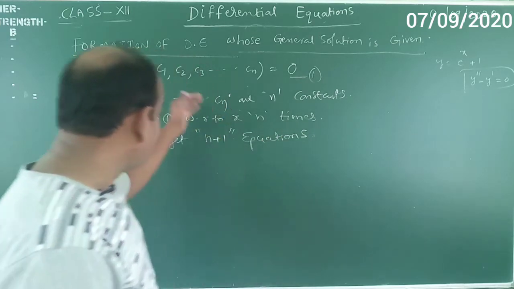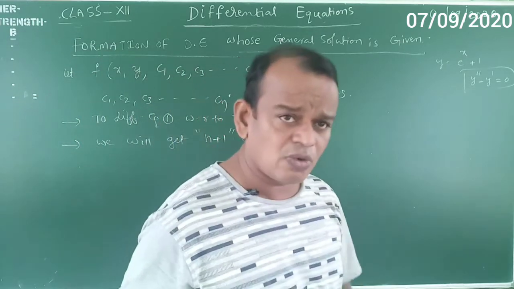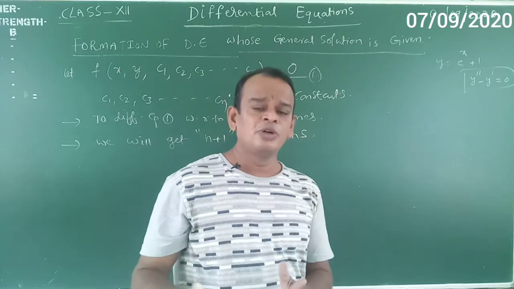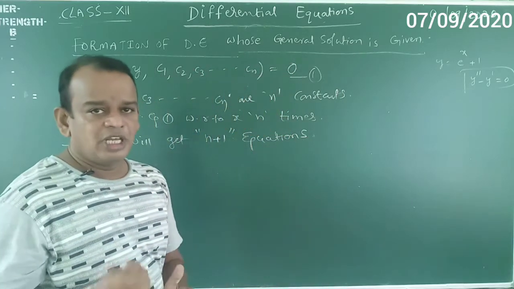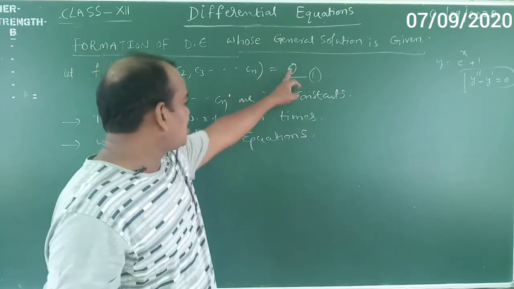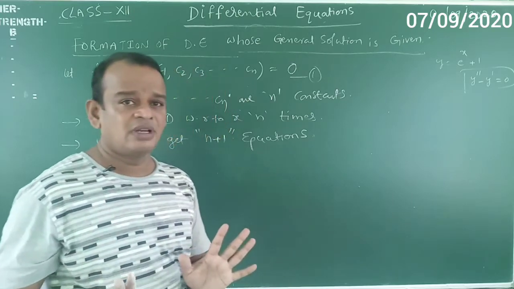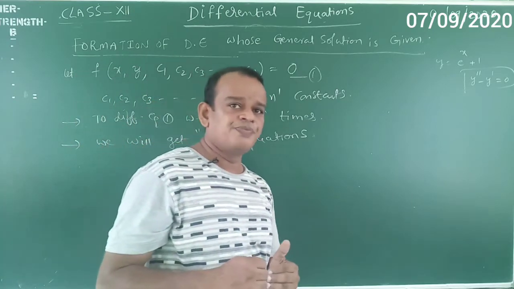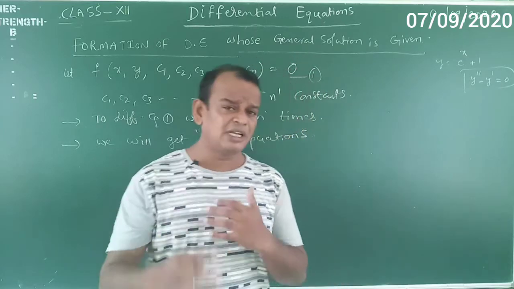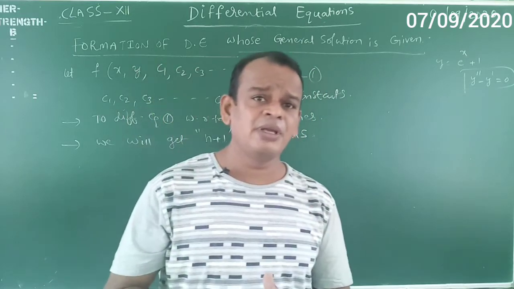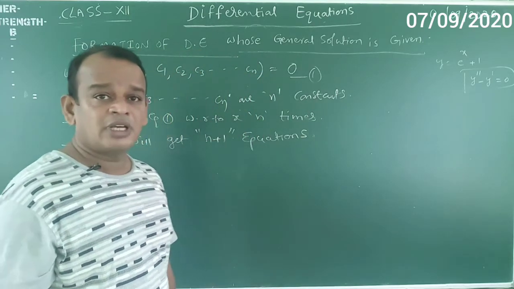By using these n plus 1 equations, addition, subtraction, multiplication, division, whatever may be, you will do it to remove the arbitrary constants. In total how many equations will we get? The given equation and n times differentiation means n plus 1. Total equations is n plus 1. Those n plus 1 equations we will add, subtract, multiply or divide, whatever may be, to remove these arbitrary constants.